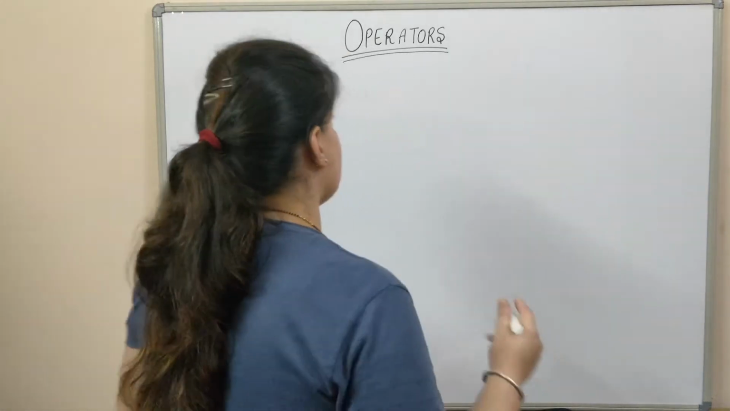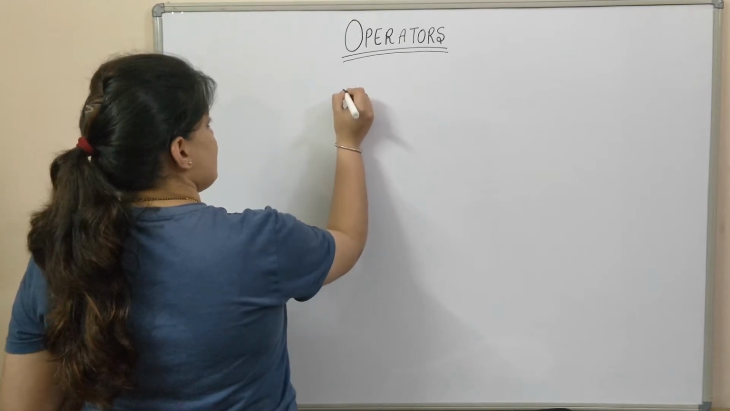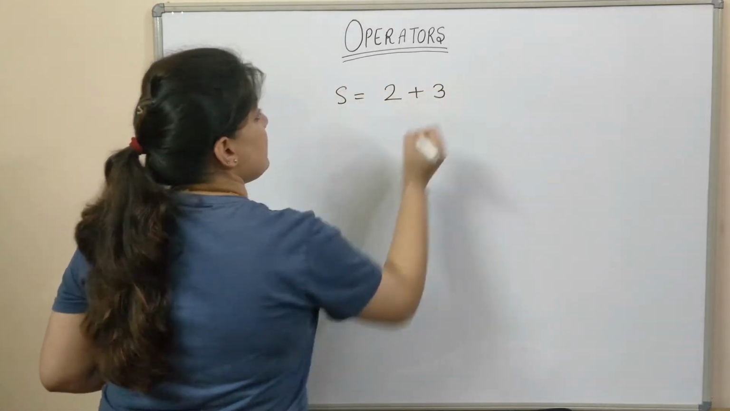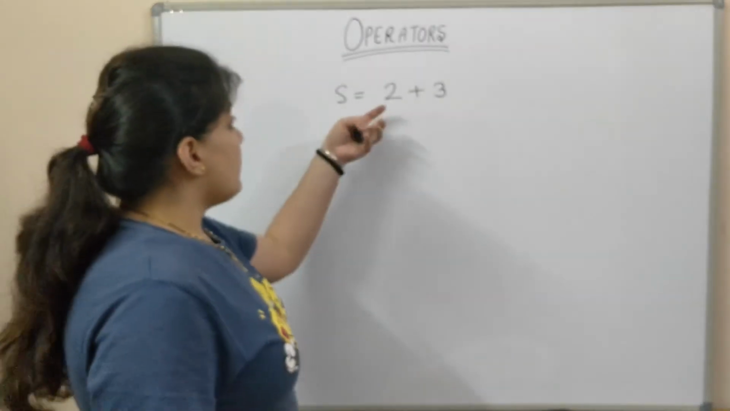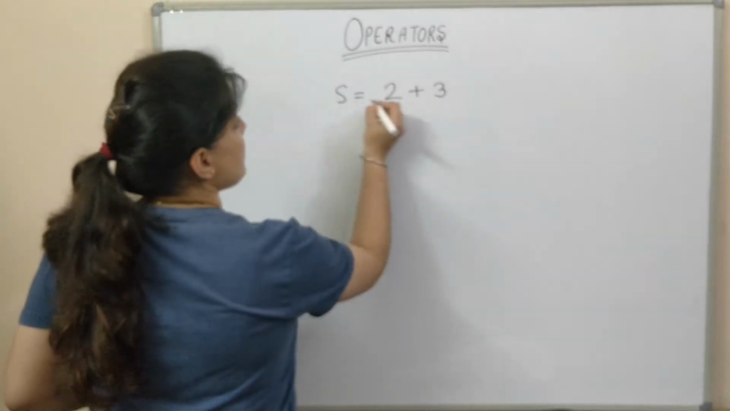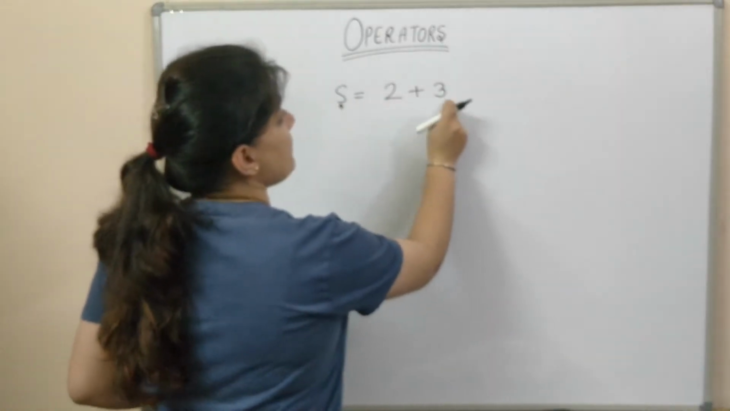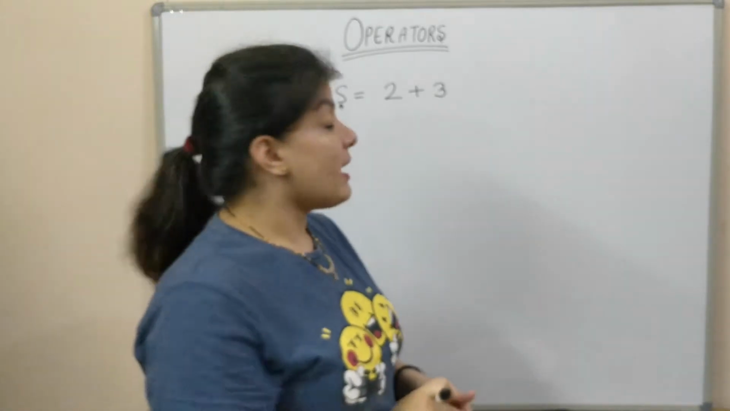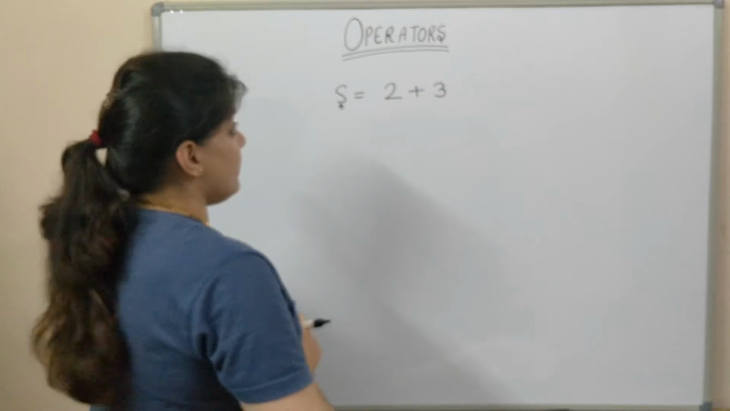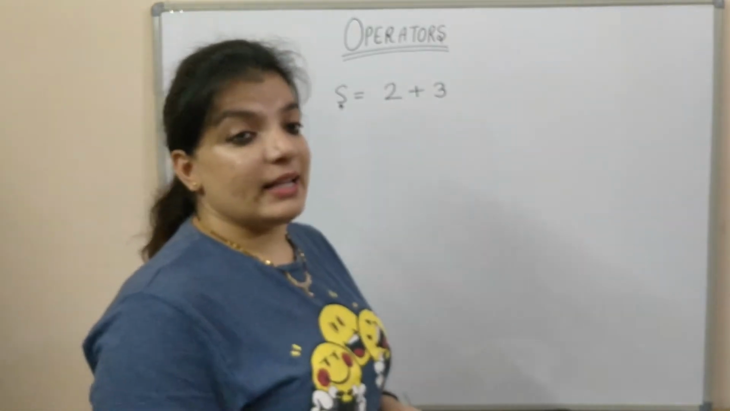First of all, I am taking an example here. Say you have been given a statement: S is equal to 2 plus 3. So here, what is the expression? The expression is S, which contains the value of 2 plus 3, or the sum of 2 and 3. Now, how do we write an expression?